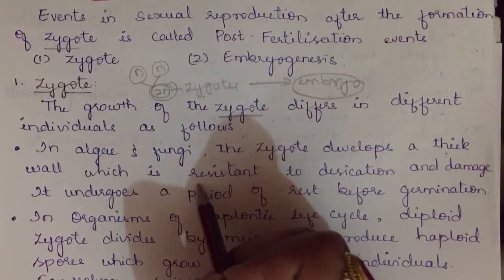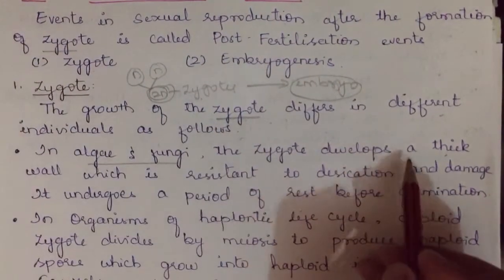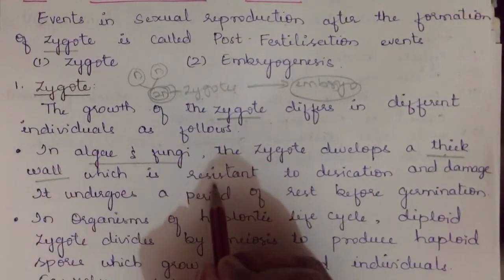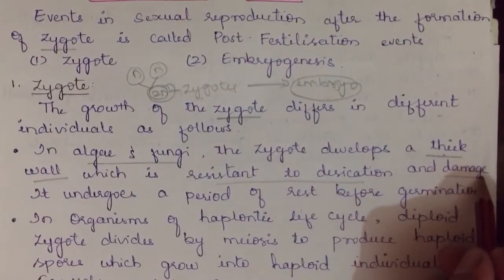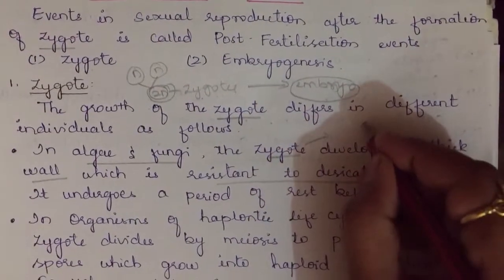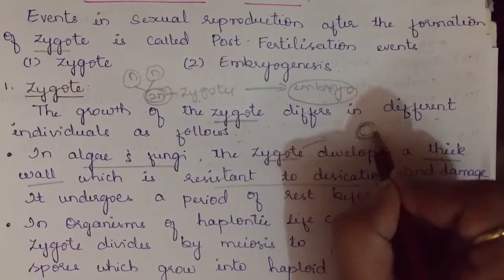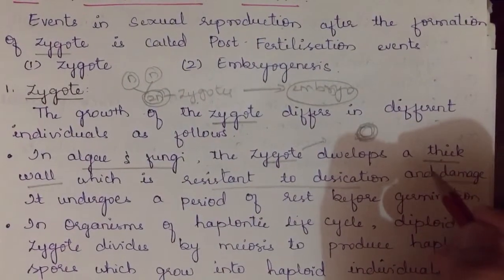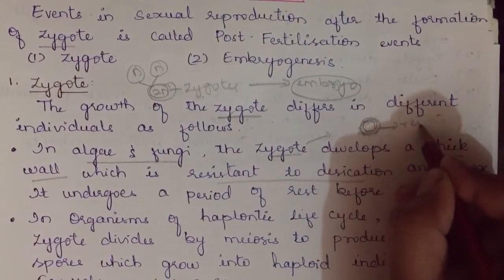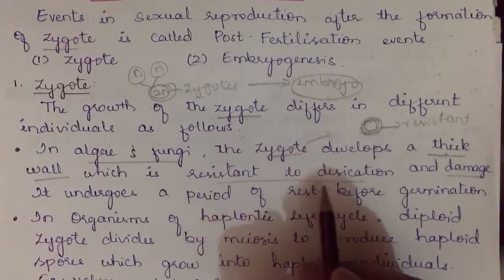The first one is algae and fungi. In algae and fungi, the zygote develops a thick wall which is resistant to desiccation and damage. The zygote will start to develop a thick wall around it. Why does it get this thick wall? To become resistant. Resistant means it can bear, resistant to desiccation and damage.